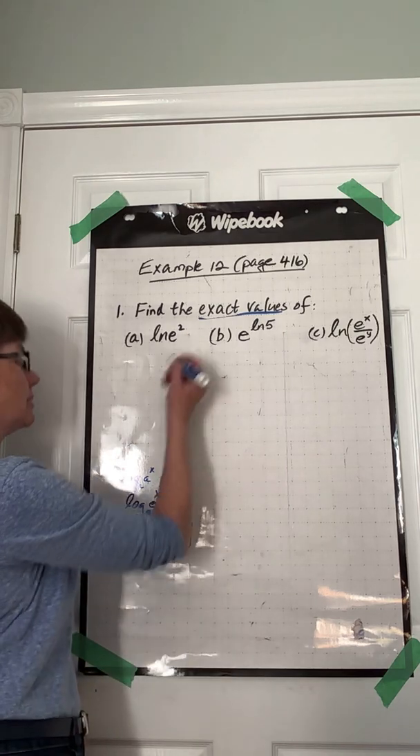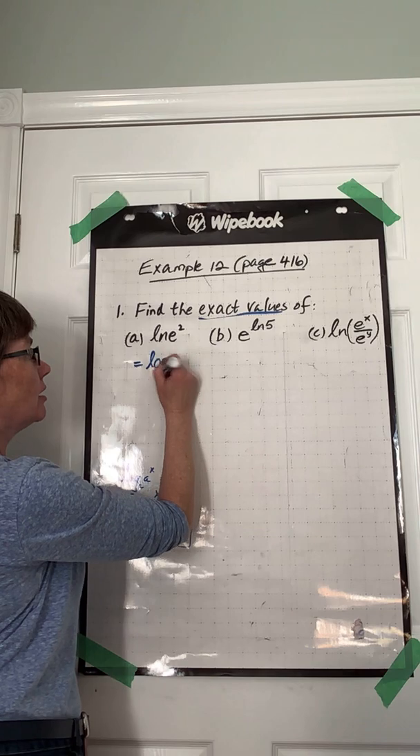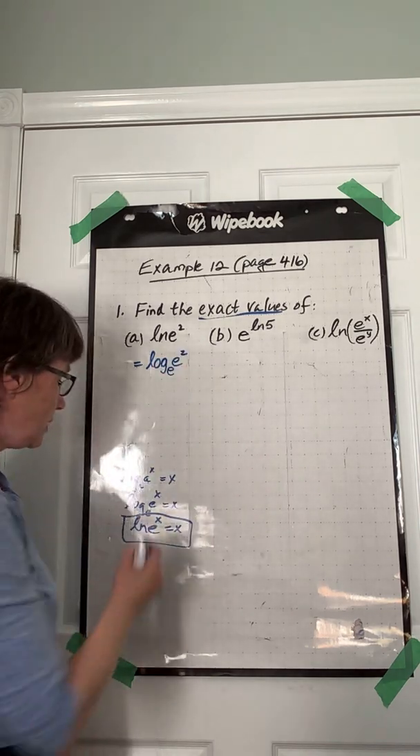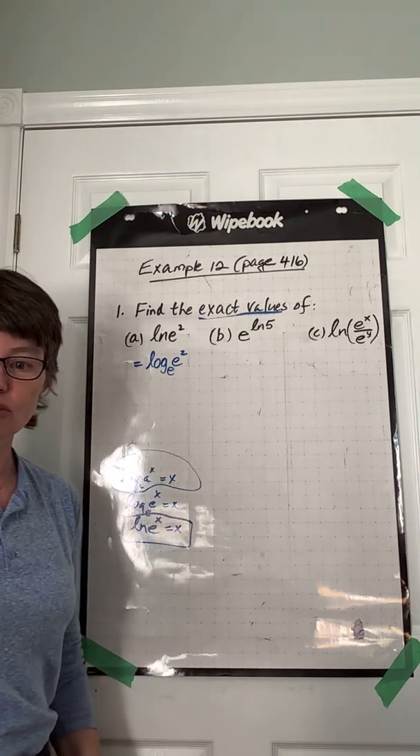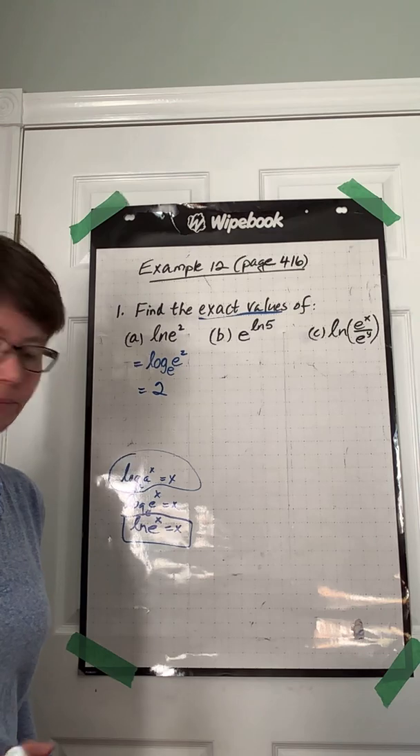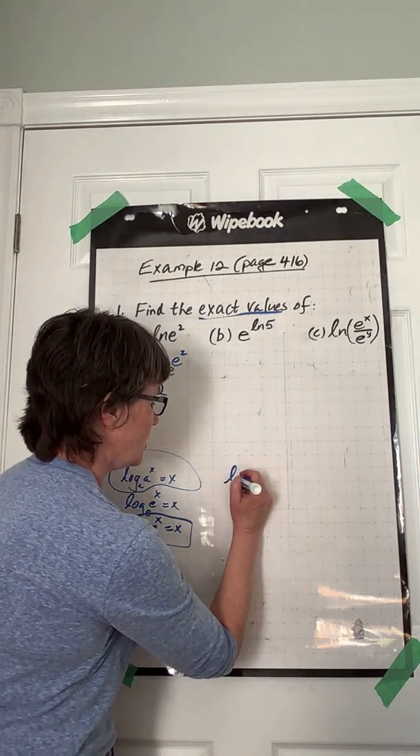Okay, so let's think about this guy. I'm going to actually write it out as log base e of e to the power of 2. Now, right away we can see, okay, I'm using this rule, so this is actually equal to the number 2. Okay. Now, let's remember one of our other rules.